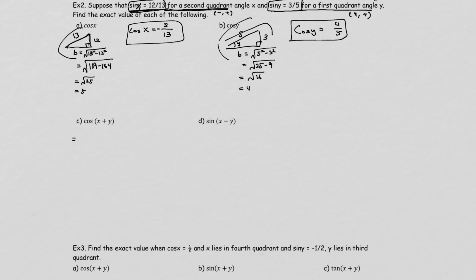cosine of x plus y. Cosine of x plus y, you will get cosine x times cosine y minus sine x times sine y. So this value is negative 5 over 13. Cosine y, 4 over 5. This is 12 over 13, and this is 3 over 5. When you multiply, you get negative.